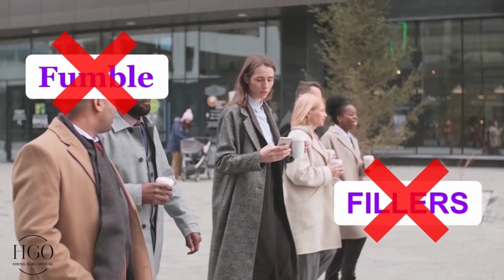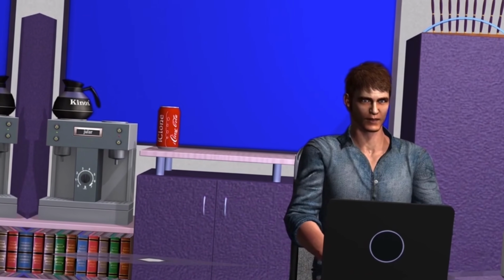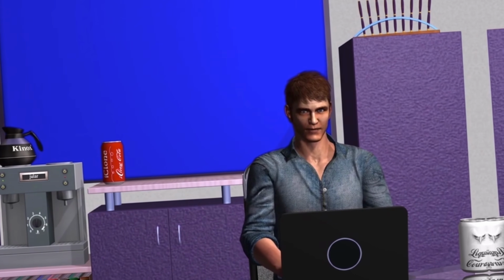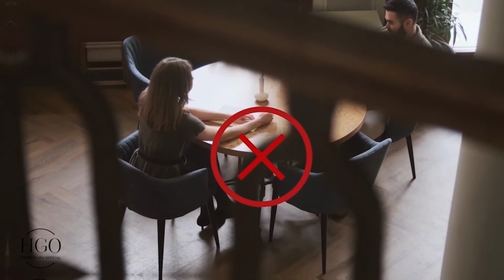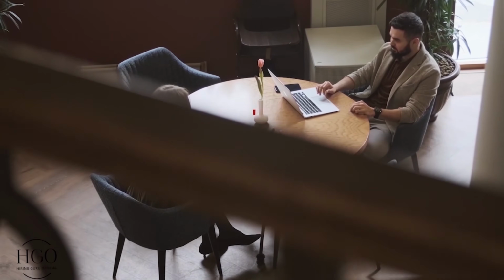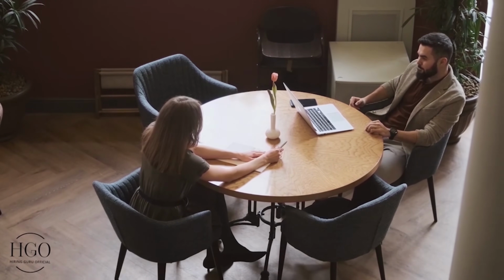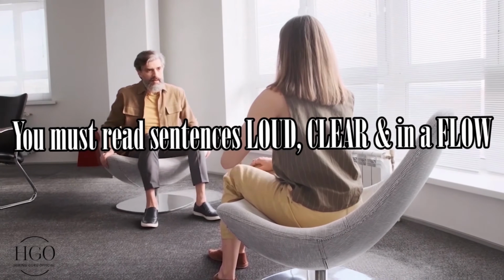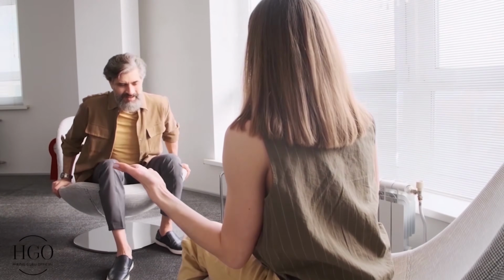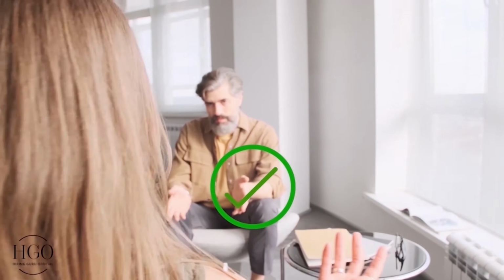Let me explain how marks are given in this section. Let's understand through an example. He cooks hamburgers and leaves his dirty dishes in the sink all night. If you fumble or use fillers here, the bot will take it as you have some reading issues and you will be marked down. You must read the sentence loud and clear and in a flow. You should read it like this. He cooks hamburgers and leaves his dirty dishes in the sink all night.